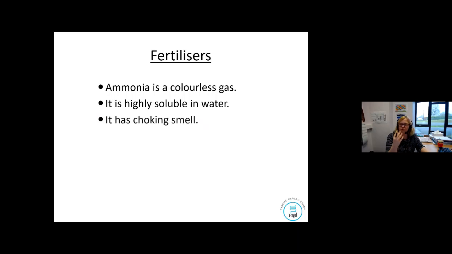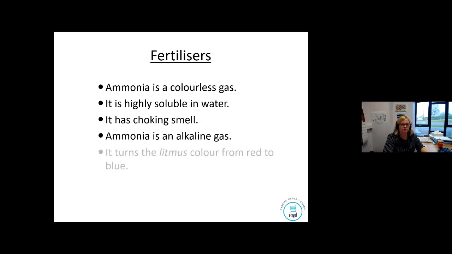It has that potent, quite choking smell to it. Ammonia is also alkaline, so if you think back to the acids and bases unit, it will perform neutralization reactions because of this alkaline nature. It's also worthwhile recalling and pointing out here that ammonia will turn damp red litmus paper blue.